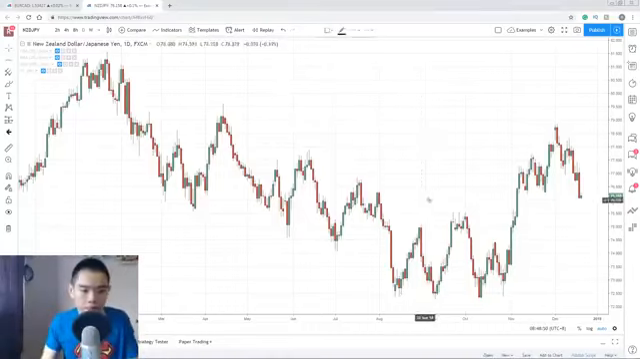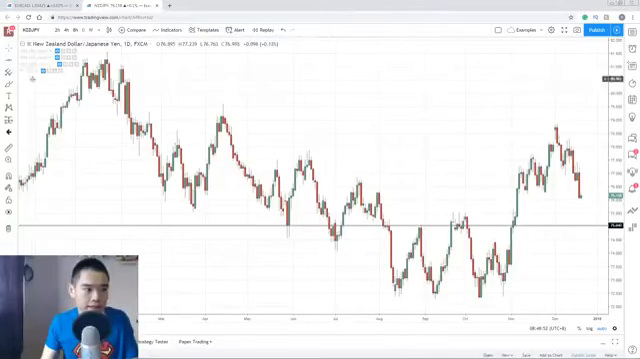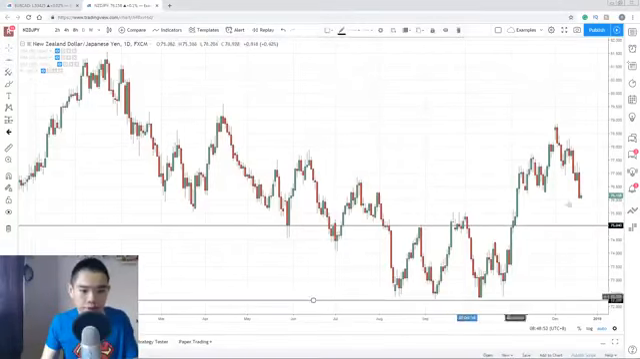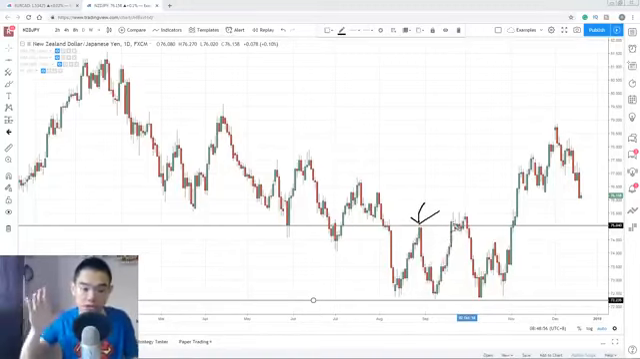So again, let me just plot out some levels so your eyes can see it clearly. Okay, so you can see over here, pretty nice strong power move into market structure, this area of resistance. Notice the boldness of the candle, the strength of the move. There is no build up over here. It's just a strong power move.